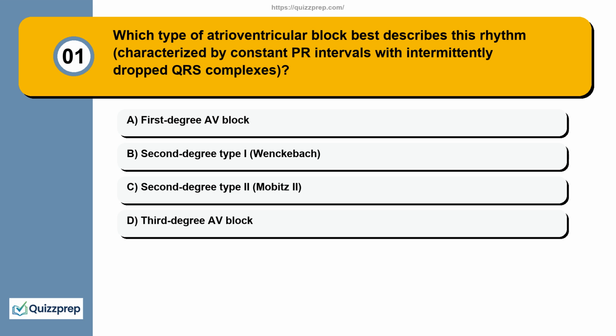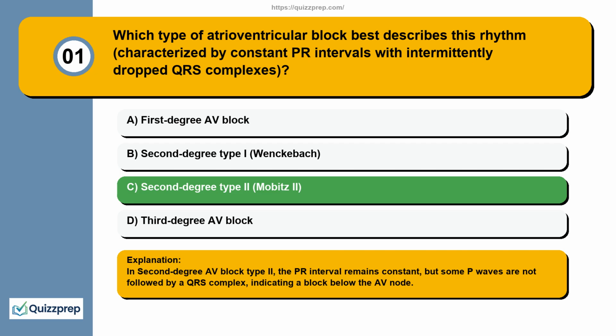Question 1. Which type of atrioventricular block best describes this rhythm, characterized by constant PR intervals with intermittently dropped QRS complexes? First degree AV block. Second degree type I, Wenckebach. Second degree type 2, Mobitz 2. Third degree AV block.